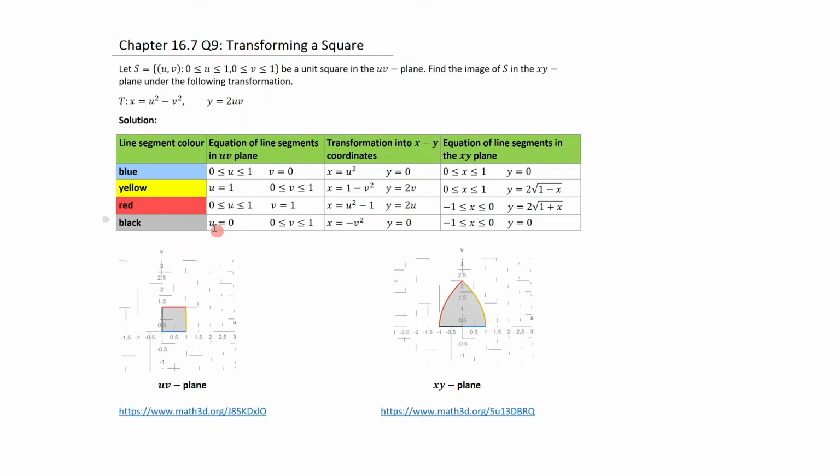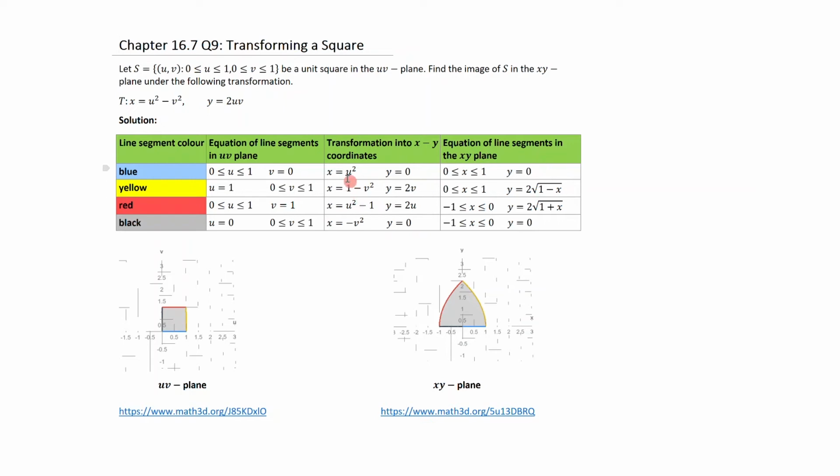2U. And finally, for the last one, we have U equals 0 and V ranging from 0 to 1. In that case, this becomes 0, this becomes 0, and you're just left with X equals minus V squared, Y equals 0. All right, so now we can look at the segments in the XY plane.